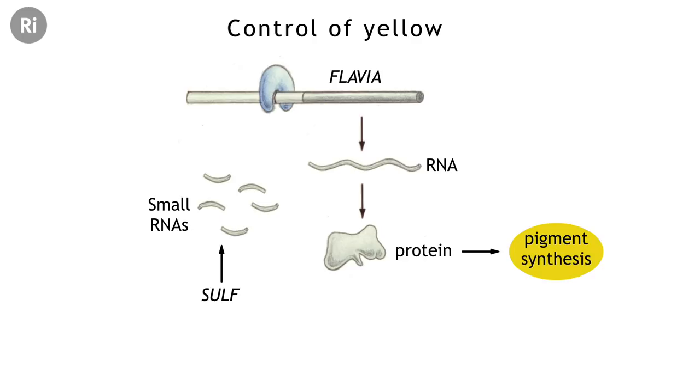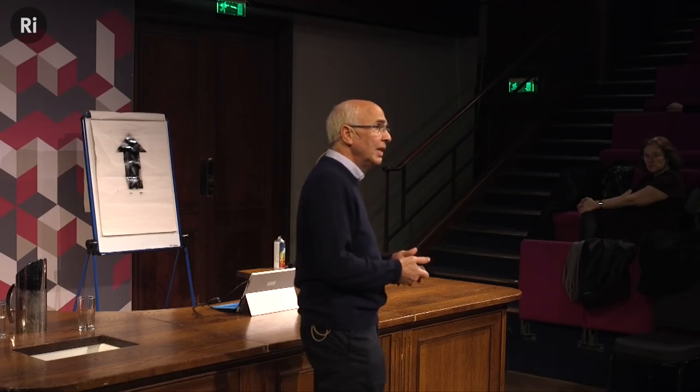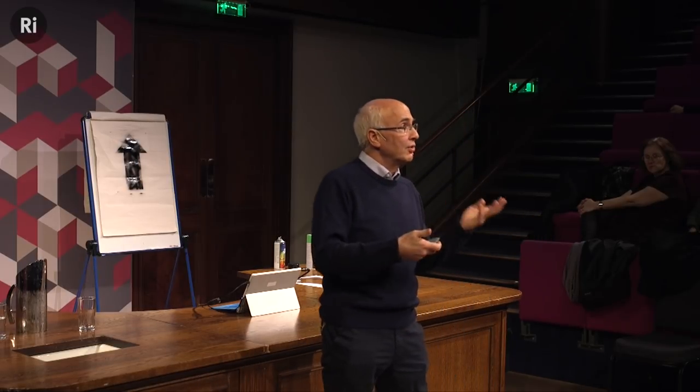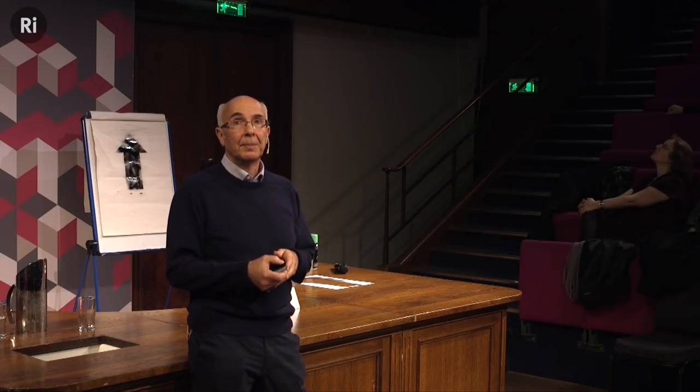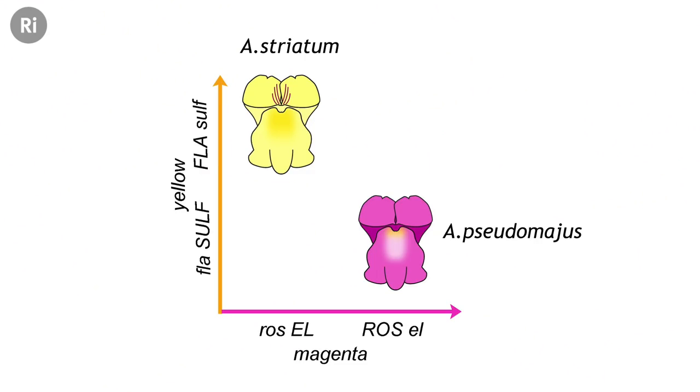These are small pieces of RNA. And what these RNAs do is they bind to the RNA of Flavia because they're related to it, and essentially break down that RNA so that it can't make the pigment. So the stencil in this case is operating through what's called a small RNA that then inhibits the activity of the biosynthetic gene. So we have four genes that are controlling the pigment as a whole, the yellow and the magenta together. If we combine those together, we end up with this sort of picture. So we see that striatum has a combination of these four genes, which is low in magenta, but high in yellow.